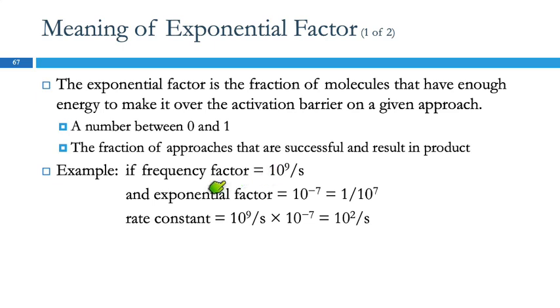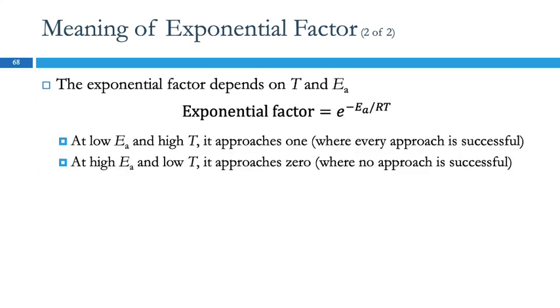Frequency factor times exponential factor will give us our rate constant. So if this was the frequency factor and this was the exponential factor, we multiply those together, and we had a rate constant of 100 per second. That exponential factor, that is the e to the negative Ea over RT, right? That's where the temperature dependence is. That factor depends on the temperature and on the activation energy.